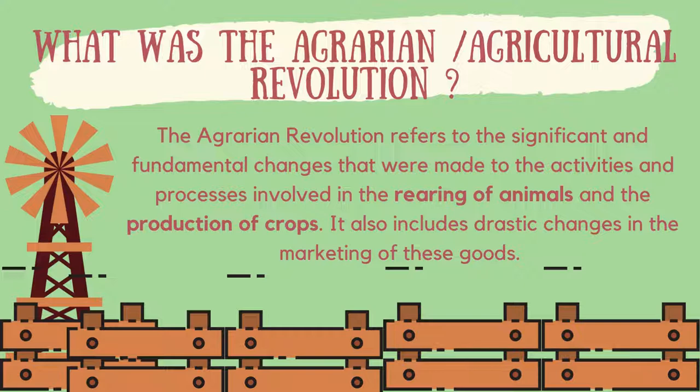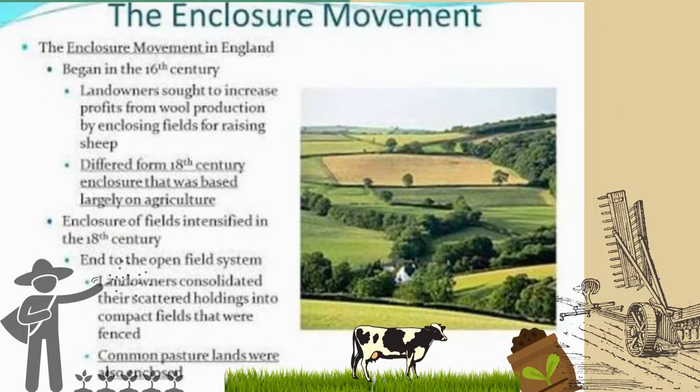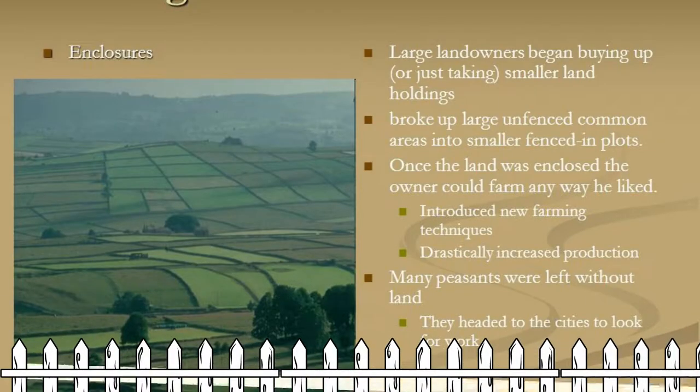What were the causes of this Agrarian Revolution? Let us start with the enclosure movement. The enclosure movement saw large landowners buying up or just taking smaller landholdings, broke up large unfenced common areas into small fenced in plots. Once the land was enclosed, the owner would farm any way he liked, introduce new farming techniques, drastically increase production. Many peasants were left without land. They headed to the cities to look for work.